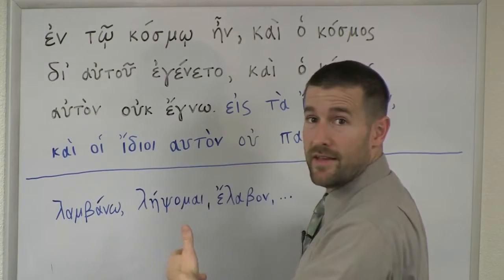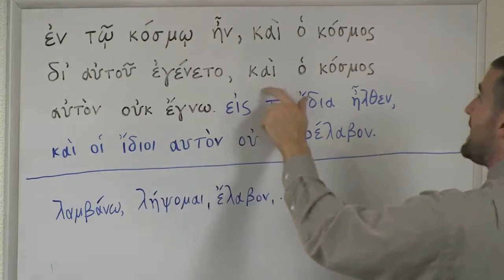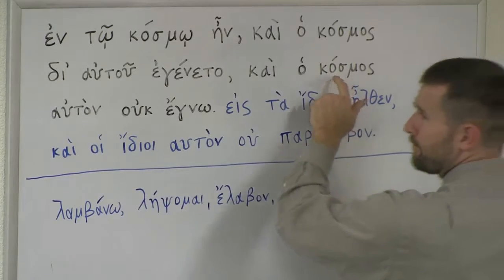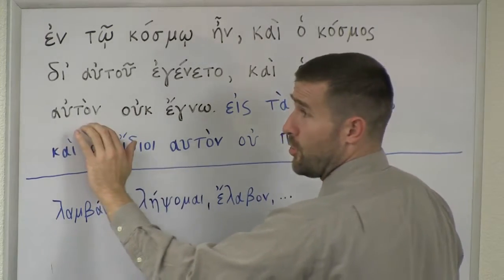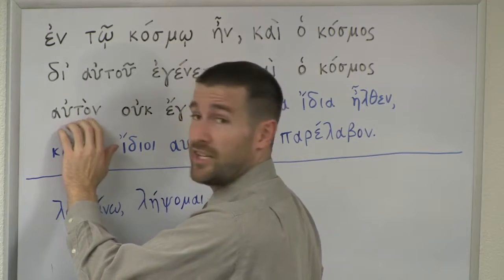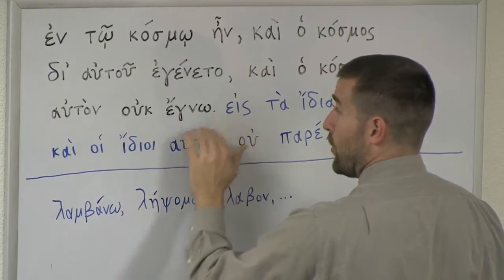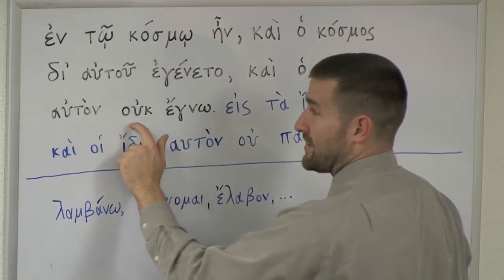Egeneto, was made or came into being. Past tense. Aorist, definite past. We're going to talk about that later in the lesson. Kai o kosmos, and the world. Auton means Him, and it's in the accusative case, so this is going to be the object of this phrase. Ouk egno, knew not.